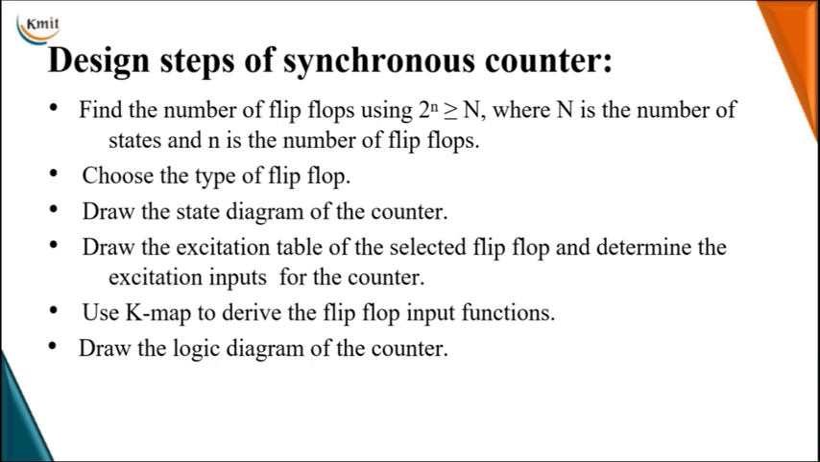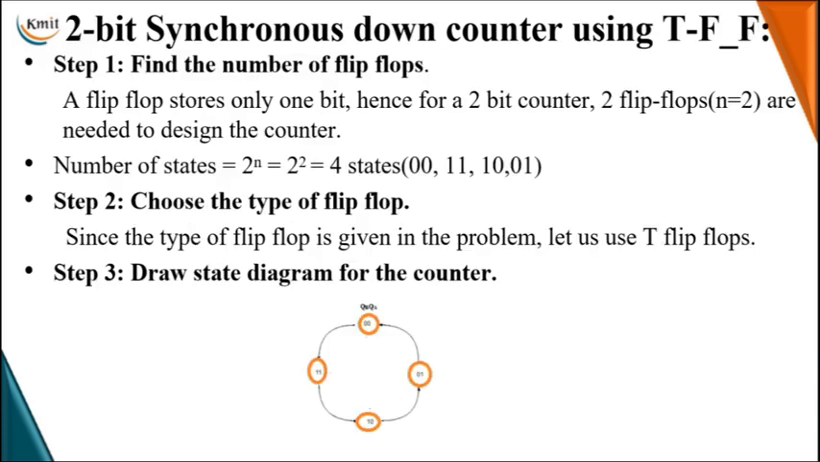So now let me find your number of flip-flops. Thereafter, we choose your type of flip-flop. Then we'll draw the state diagram. Upon drawing the state diagram, we will write the excitation table. Then we will find each excitation input's minimal expression. After that, we are going to draw the logic diagram of your down counter.